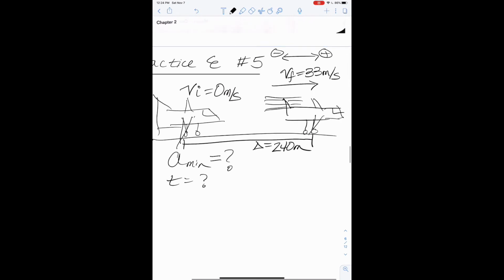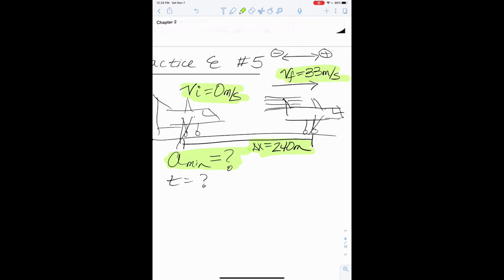So let's look at this. Let's get the highlighter out. So we want to know acceleration minimum. Did I not write an x next to that delta? I'm sorry. Let me just erase that. There we go. Okay, delta x is 240, VI is 0, VF is 33.